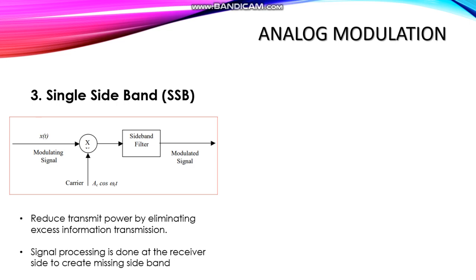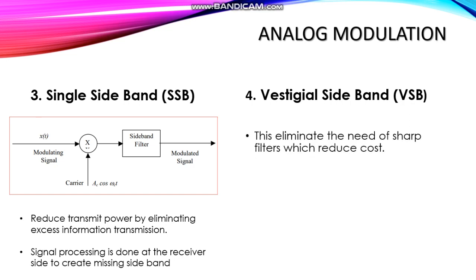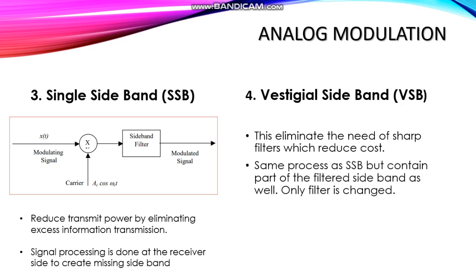Vestigial sideband, VSB. In SSB, we need sharp filters to filter out one sideband sharply. It needs very powerful and expensive filters. VSB does not need sharp filters, it does not filter out the whole sideband. So now we understand 4 types of amplitude modulation techniques.